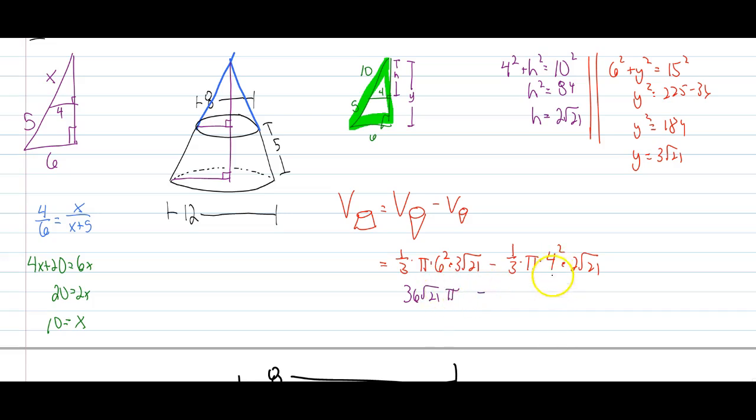minus 4 squared is 16. 16 times 2 is 32. Divided by 3, we get 32 pi root 21 all over 3. And now when we combine those together, we're taking 36 minus 32 over 3, looking for a common denominator. That's going to give us 76 pi root 21 over 3. And then if we simplify that answer, we're going to get approximately 364.71 units cubed.